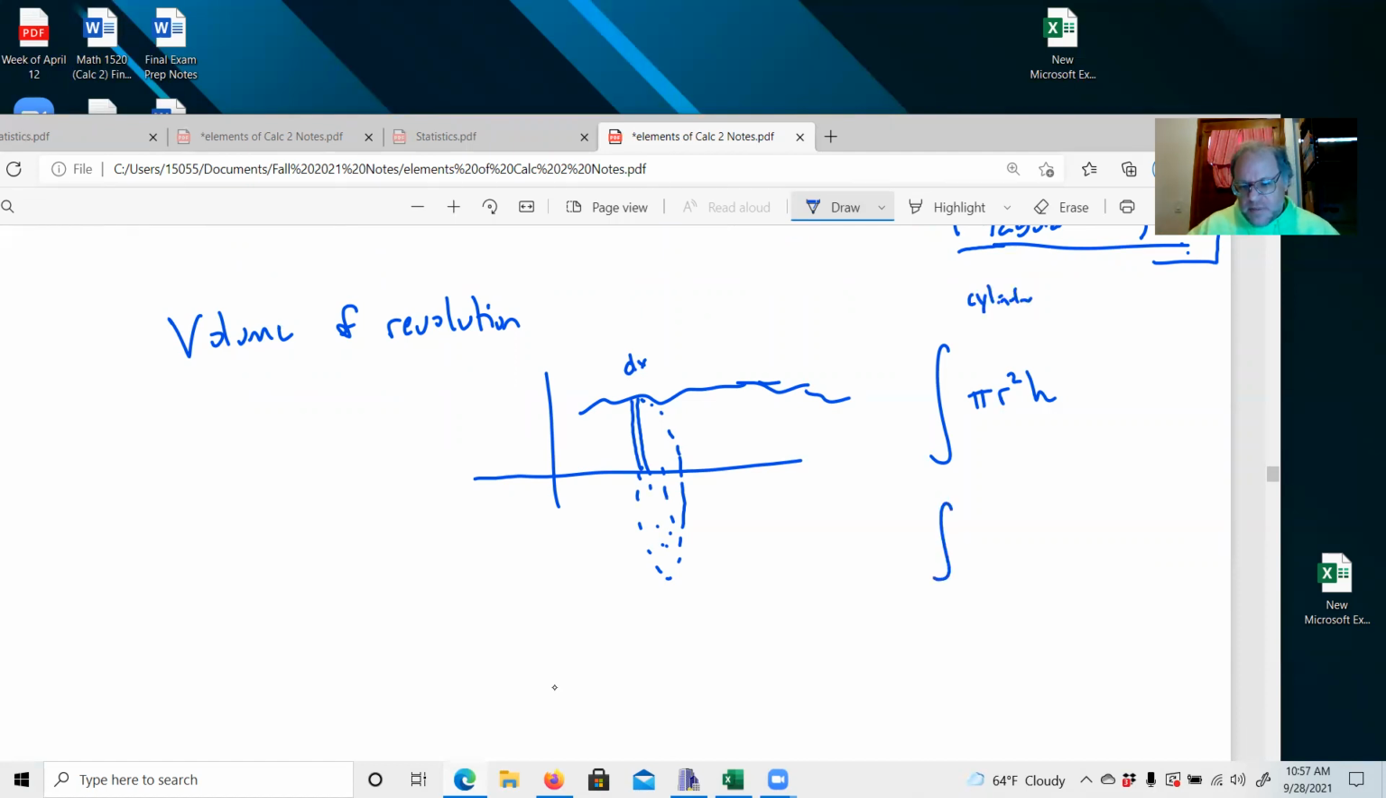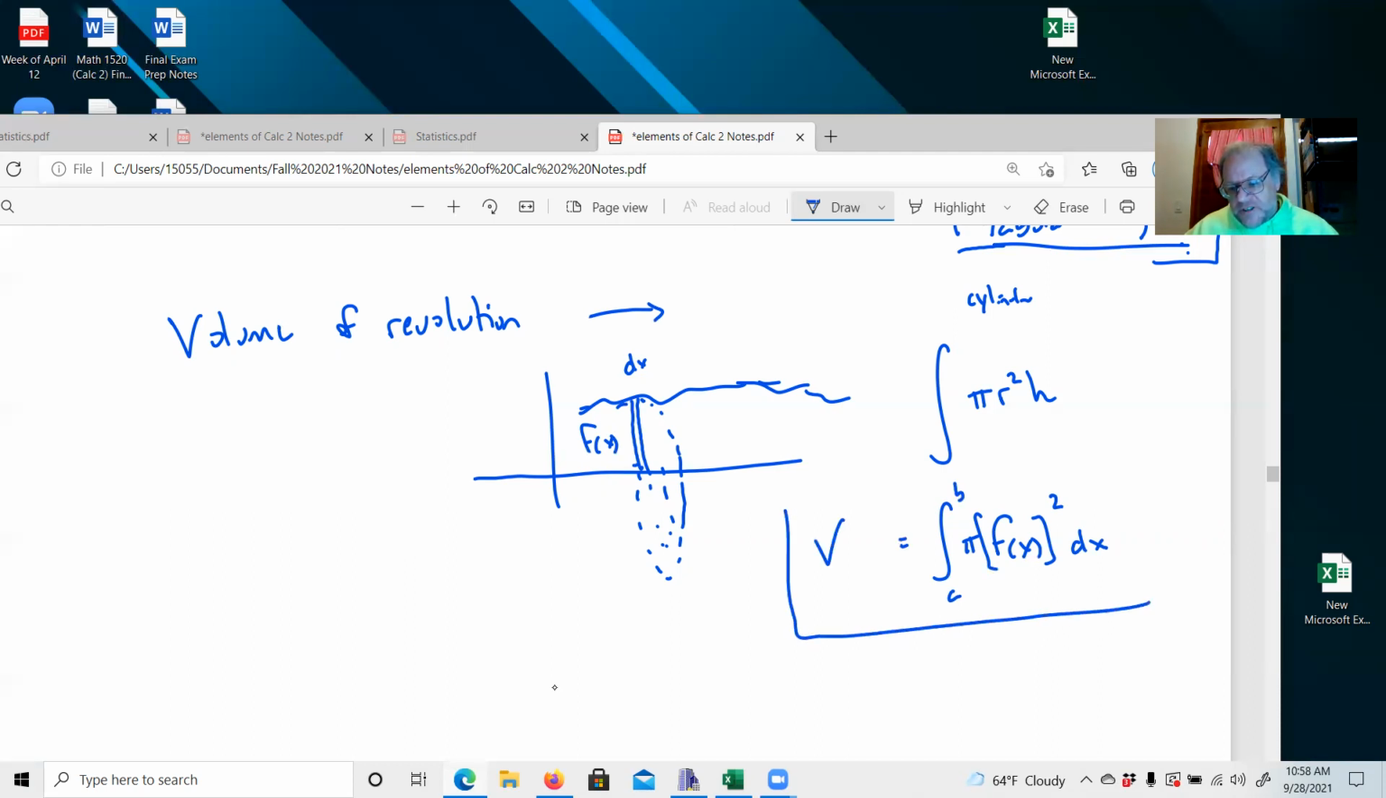So this is pi. What's our r? Our r is the y value here, that's f of x. So it's pi f of x squared, and then the dx. We're adding up a cylinder this way. So the h is really the length of the cylinder, and that's our dx because we're adding all of this up. First off, it's going to be from a to b.